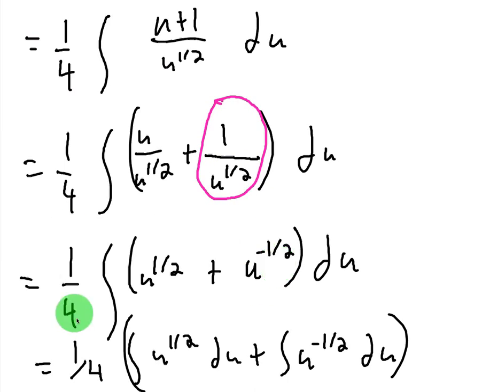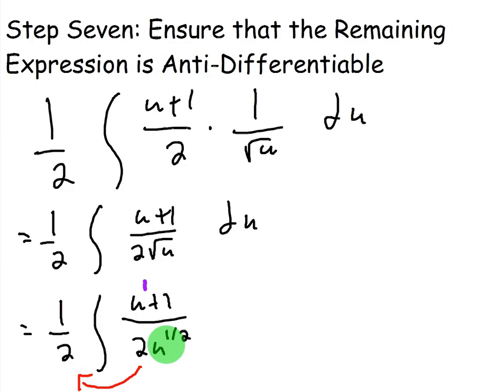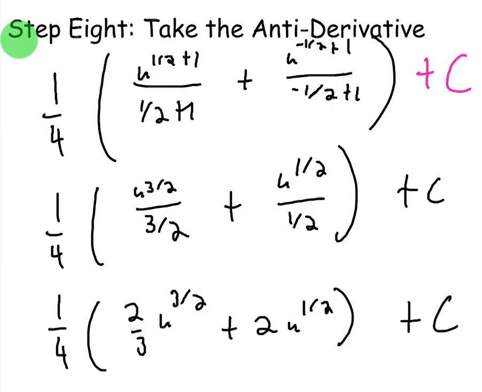So now we have 1/4 out front times the antiderivative of u to the 1/2 plus u to the negative 1/2 du. And now I can take the antiderivative of this because I can use the power rule for u to the 1/2 to take the antiderivative. I can use the power rule of u to the negative 1/2, or the reverse power rule, rather, for the antiderivative. So that completes step 7, which is to ensure that I can take the antiderivative of the remaining expression. So step 8, now we're going to take the antiderivative.